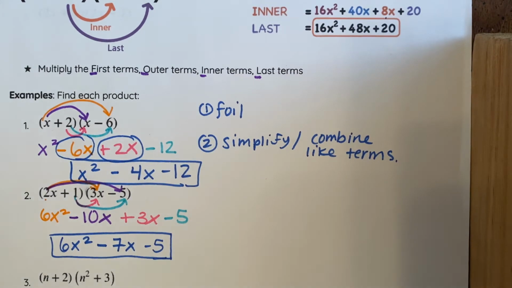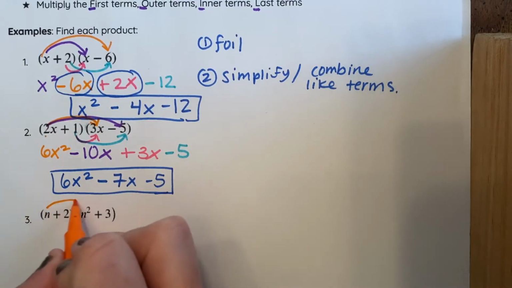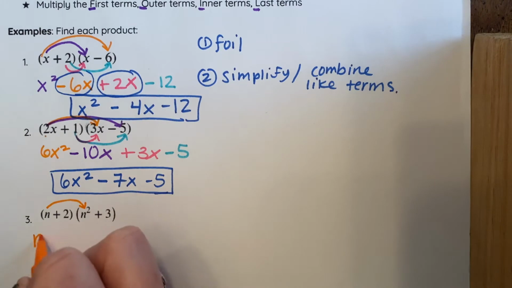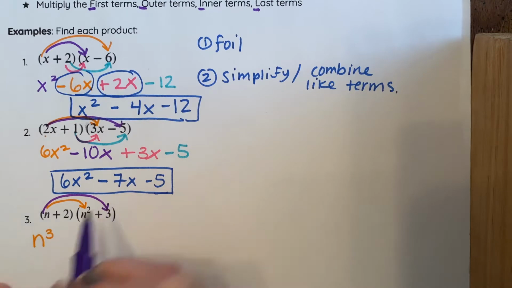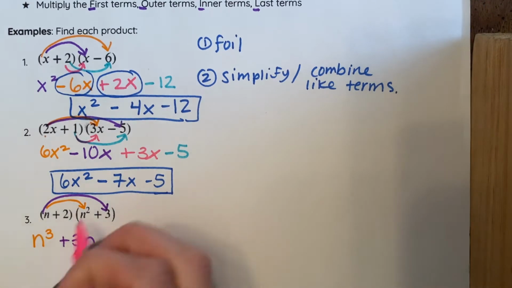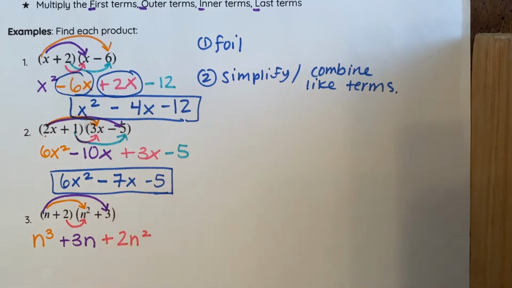All right, let's do the next one. So n times n squared. Remember, when we multiply exponents, we add them. So it's like n to the first times n to the second would be n to the third. The outer, so n times 3 would be 3n. The inner, so 2 times n squared would be plus 2n squared. And then, of course, the last, 2 times 3, which is 6.